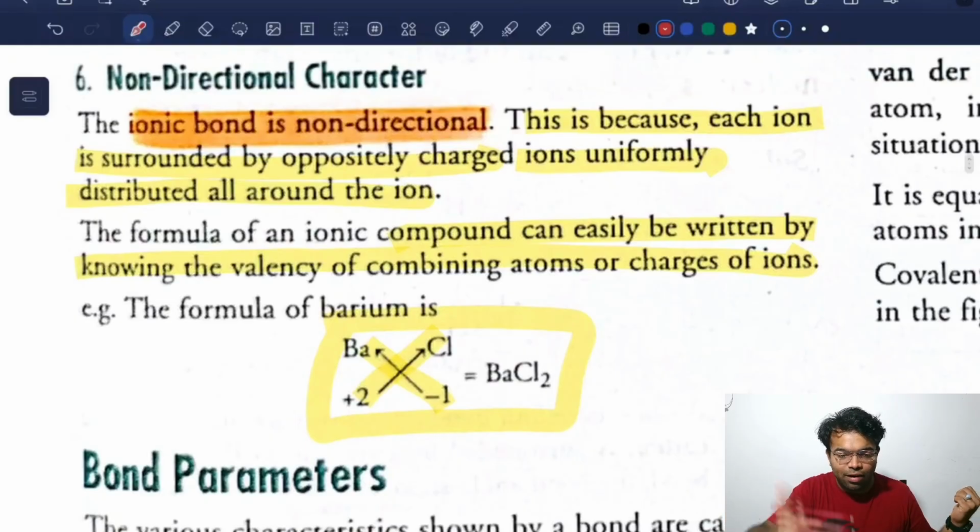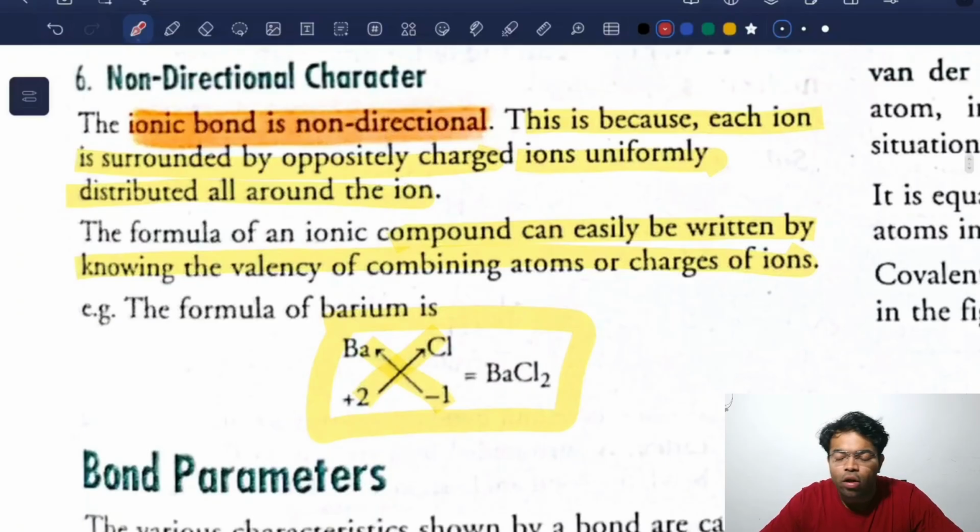One here, one here, one here, one here, one top, one bottom. Okay, so basically there are six chlorine ions surrounding a sodium ion. Similarly, there are six sodium ions surrounding a chlorine ion. So the pull that the sodium and the chlorine ions face is equal in all directions.